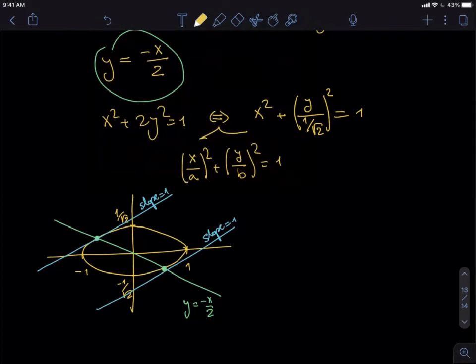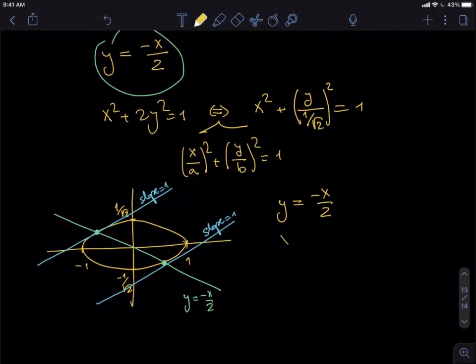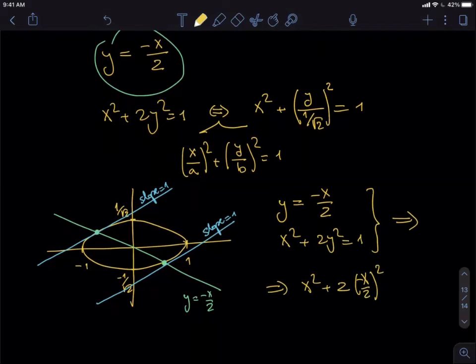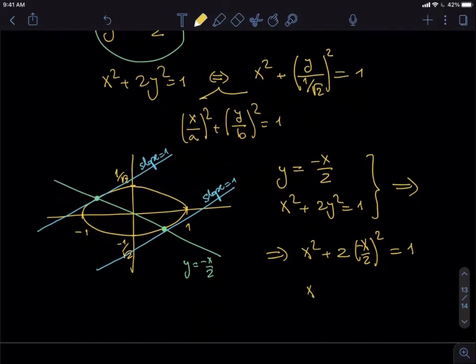Okay, so let's finish. Let's find the precise points where this happens. So I have y equals negative x over 2, and I have x squared plus 2y squared equals 1. Those two conditions. So that means x squared plus 2 times negative x over 2 squared equals 1. So that means x squared plus x squared over 2 equals 1.